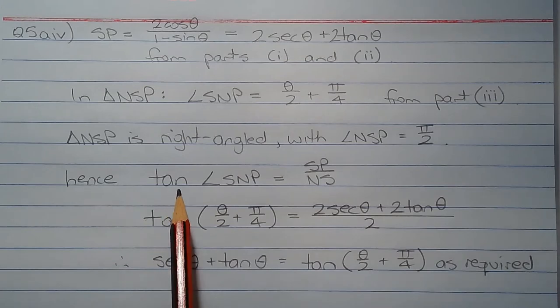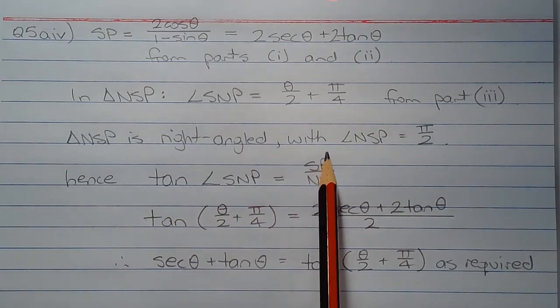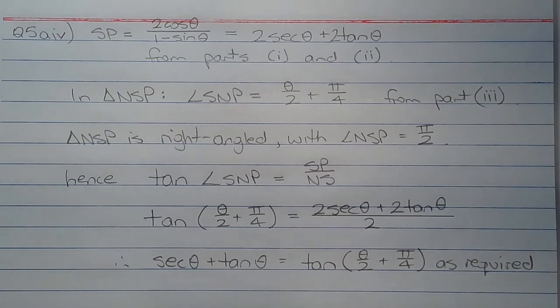Triangle NSP is right angled, with angle NSP equal to theta over 2. Hence, tan of angle SNP is equal to SP over NS, so that's the opposite over the adjacent. Tan of theta over 2 plus pi over 4 is equal to 2 sec theta plus 2 tan theta over 2, the 2s will cancel. Therefore, sec theta plus tan theta is equal to tan of theta over 2 plus pi over 4, as required.